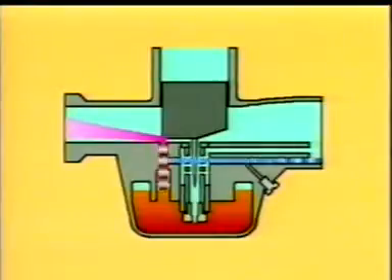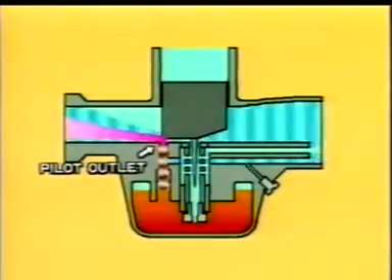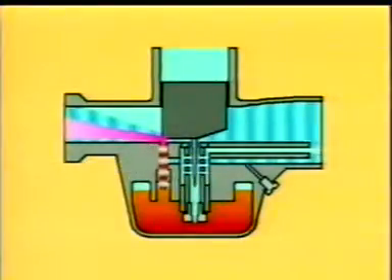When the engine is rotating at low speed, for example, when it is idling, air that comes in from the pilot air passage and fuel coming in from the pilot jet is mixed and sprayed out through the pilot outlet. It is then mixed with air that has passed through the throttle valve, creating the right mixture for the engine at low speed.